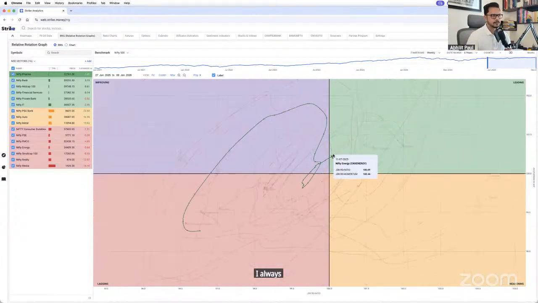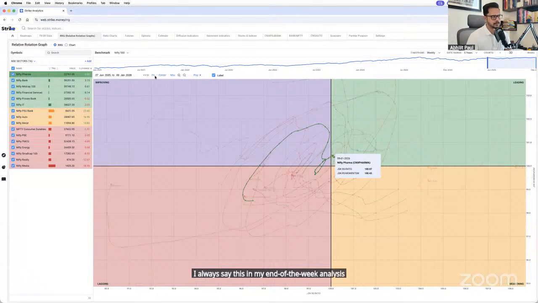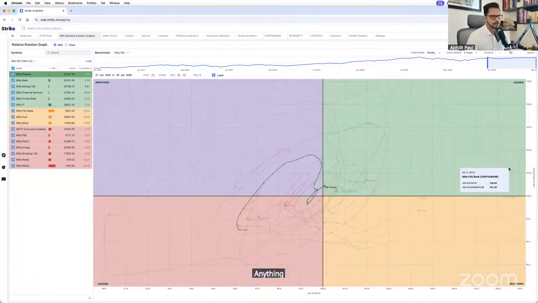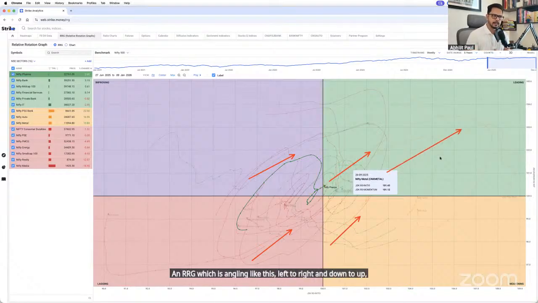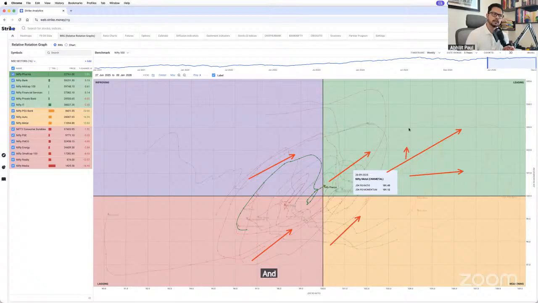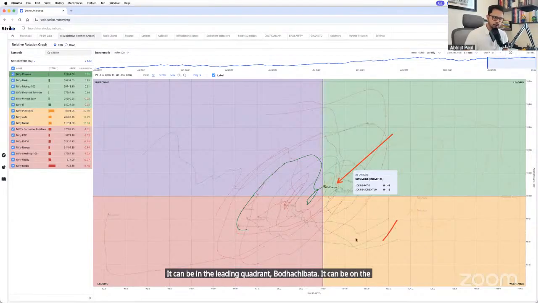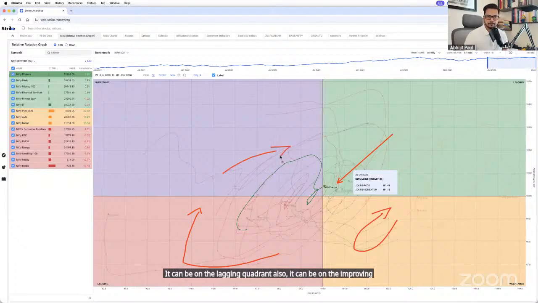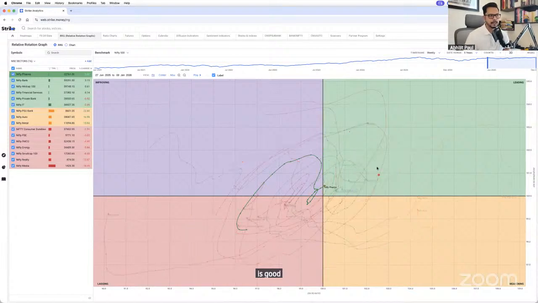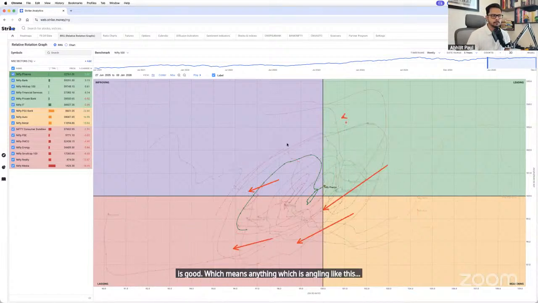I always say this in my end of the week analysis, whenever I'm talking about RRG, that I always like an RRG which is angling like this. An RRG which is angling left to right and down to up is gaining relative strength and is also gaining momentum. It can be in the leading quadrant, बहुत अच्छी बात है. It can be in the weakening quadrant also. It can be in the lagging quadrant also. It can be in the improving. बहुत अच्छी बात है. But anything which is angling like this is good, which means anything which is angling like this is not so good.